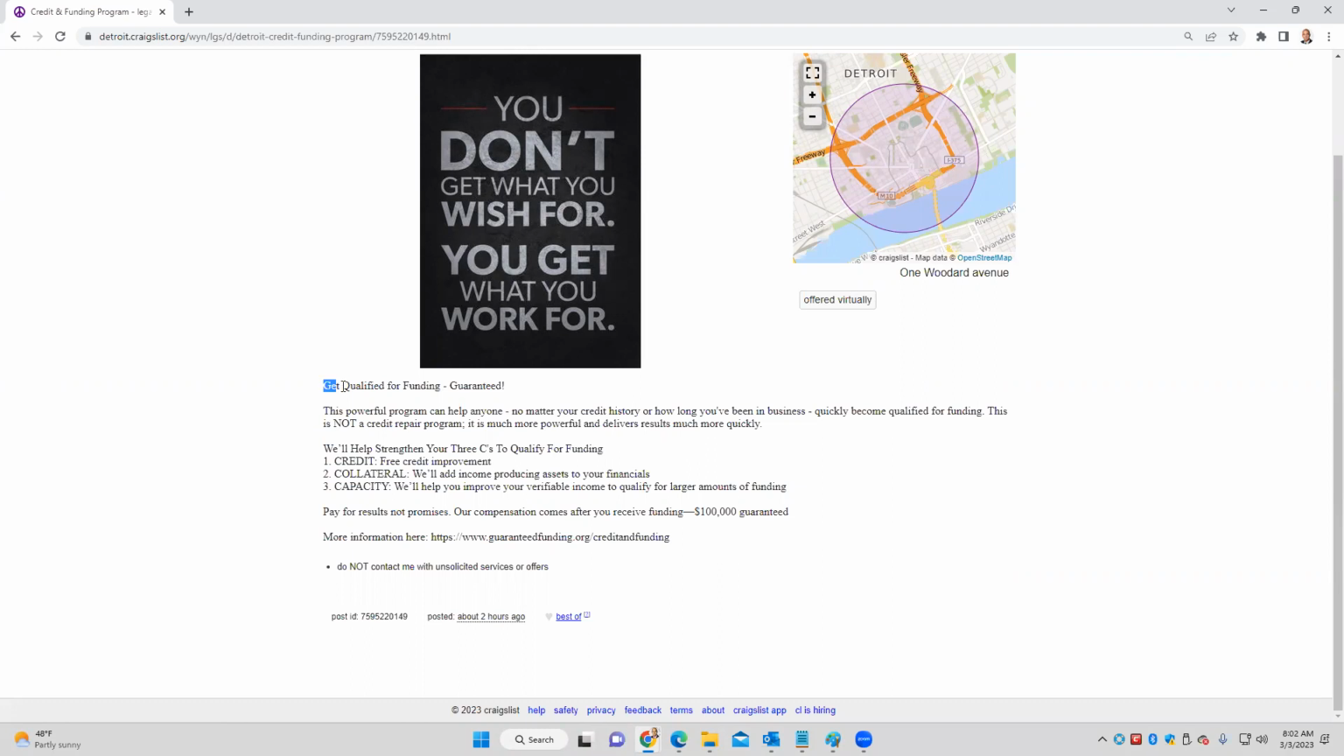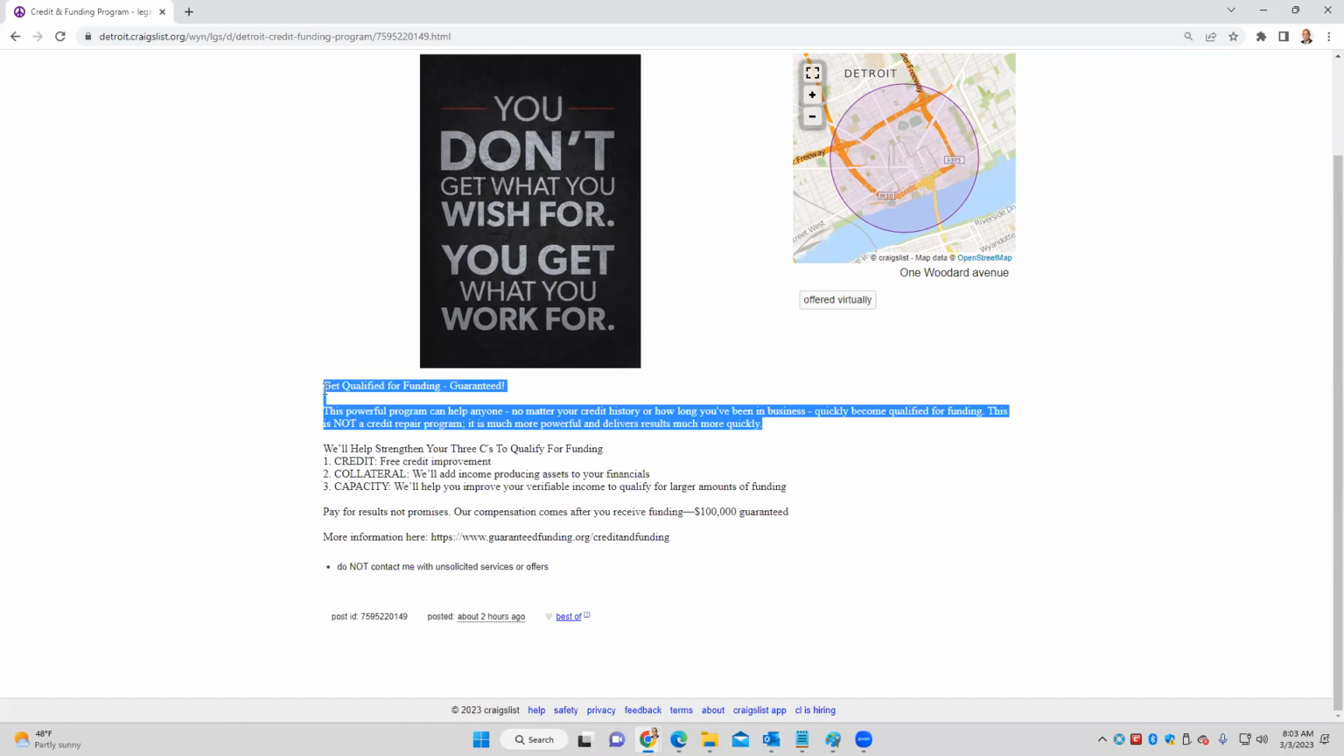So we start with the statement, get qualified for funding guaranteed. This powerful program can help anyone, no matter your credit history or how long you've been in business, quickly become qualified for funding. This is not a credit repair program. It's much more powerful and delivers the results much more quickly. This is the exact wording off of your landing page, by the way. So if you wonder, oh, well, where do I find this? It's literally on the free landing page that we give each of you.